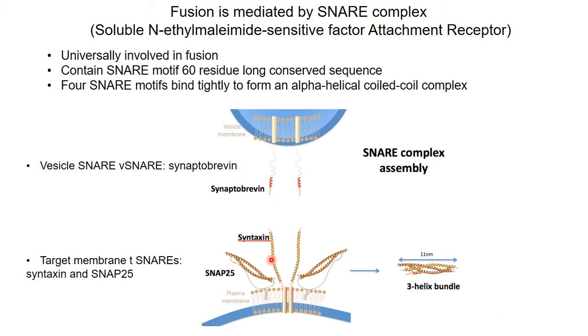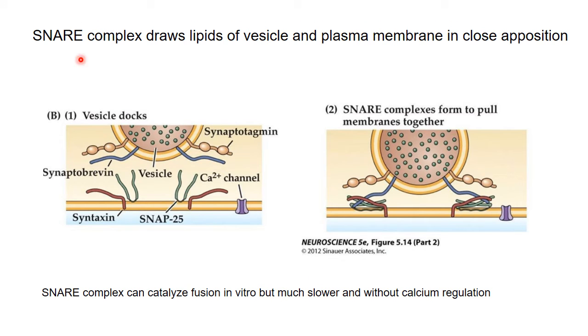So synaptobrevin and syntaxin each have 1 SNARE motif, but SNAP25 has 2 SNARE motifs, which then assemble into this 3-helix bundle, which is really tightly coiled. And this SNARE complex, that coiling of it, is what actually draws the 2 membranes, the membrane of the vesicle and the plasma membrane, close together. So this is vesicle docking. Vesicle comes, we have synaptobrevin on the synaptic vesicles, and we have SNAP25 and syntaxin in the plasma membrane. When they form this SNARE complex, this pulls those 2 membranes very close together.